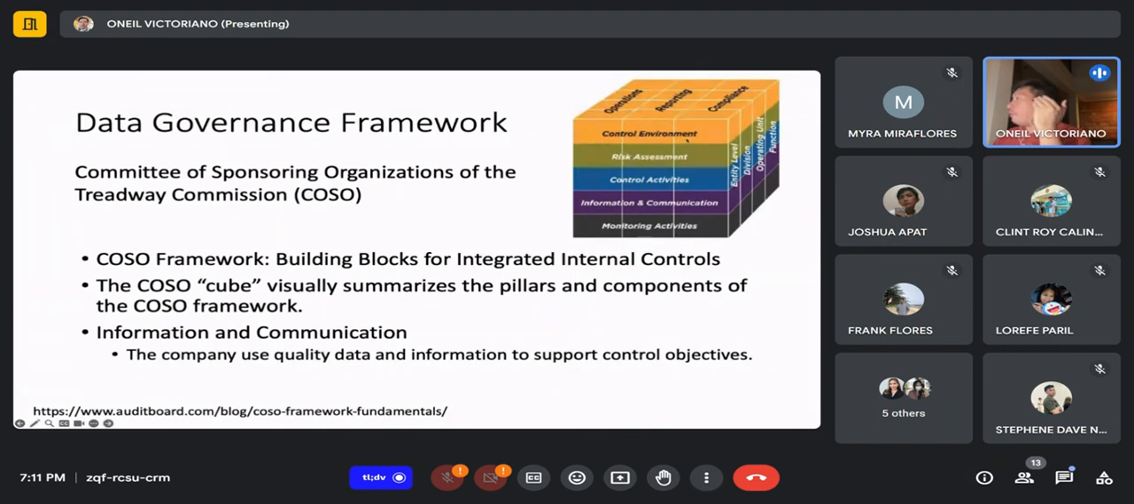And from that, we have different items also here. Looking into control environment, risk assessment, control activities, information and communication, and monitoring activities. And part of the cube, which is information and communication, is the use of quality data and information to support the control objective, which is the main concern for the framework. Now we call it integrated internal controls.